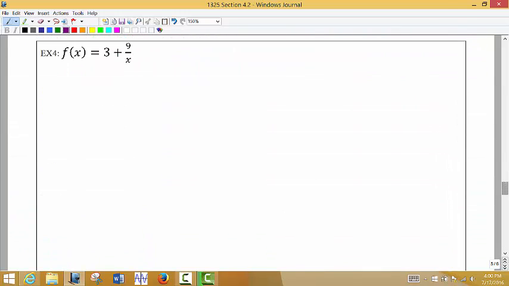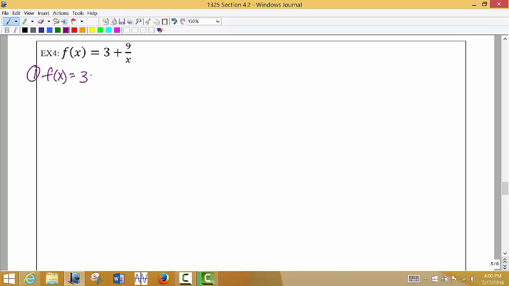Right. So for example 4, once again, we want to determine where the graph is concave up and where it's concave down. Now this one's a little bit different in that when we look at our function, we have a variable already in the denominator. So before I go finding first and second derivatives, then I want to rewrite the original function.